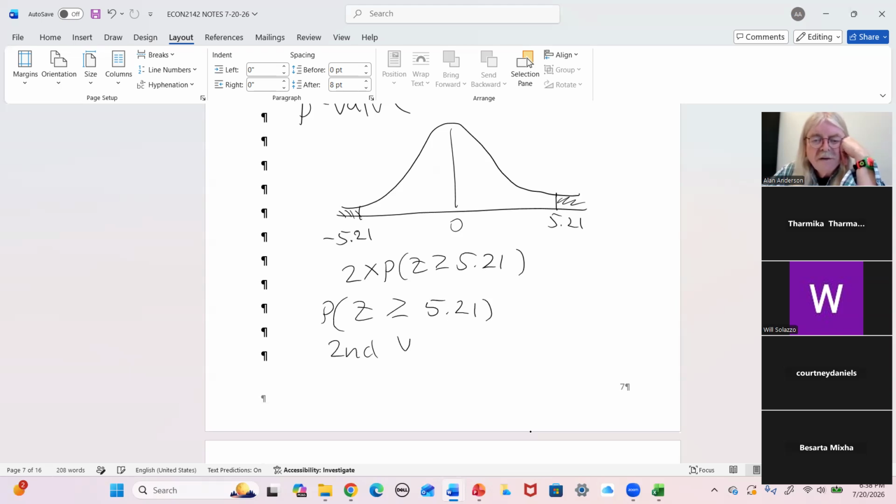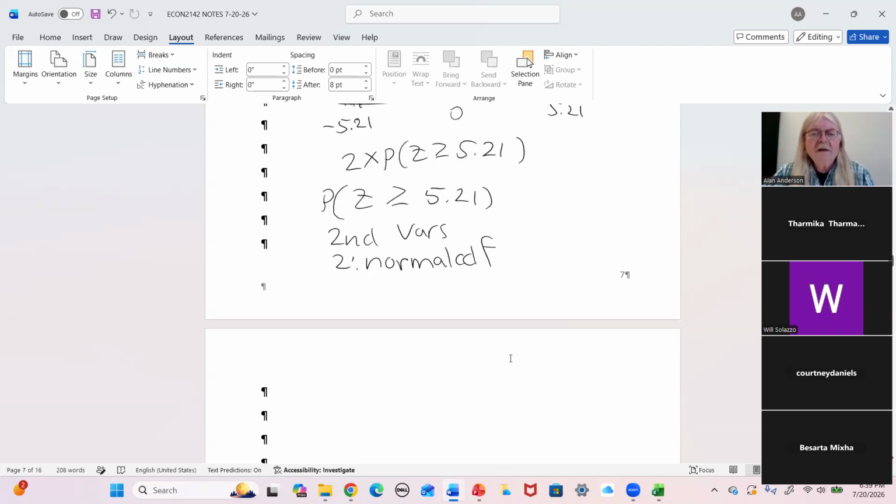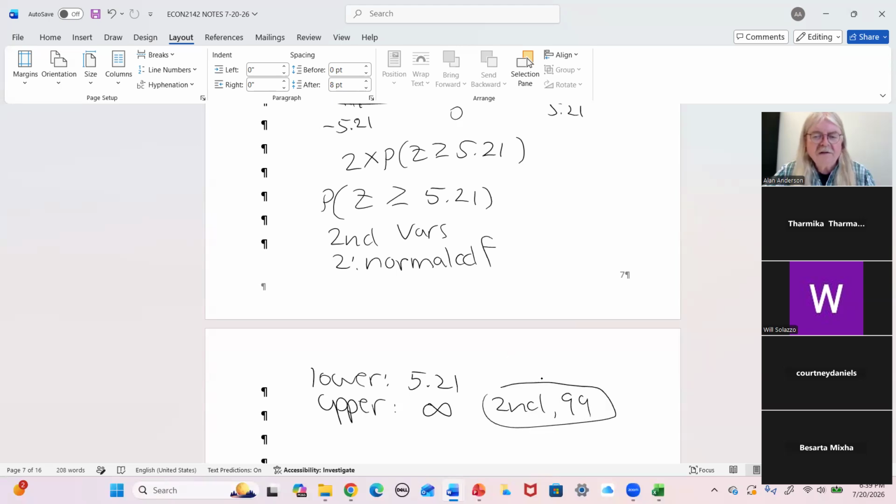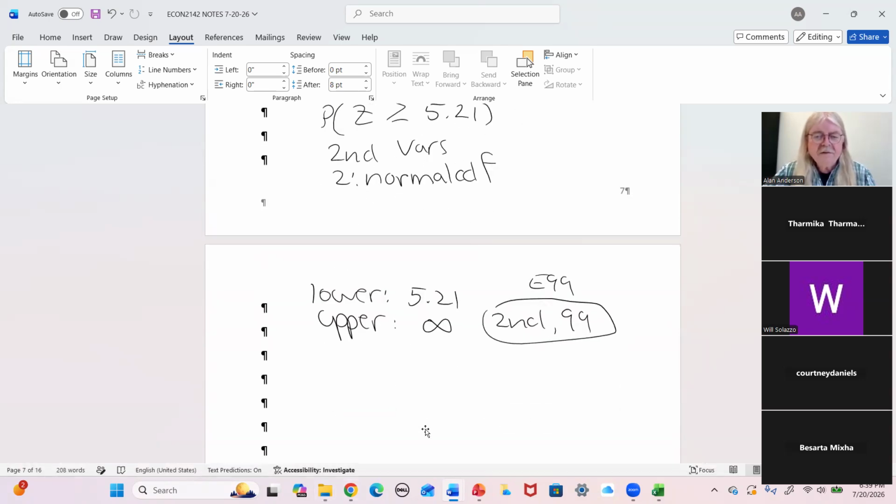So we go to second vars, number two, normal CDF, because that's where we calculate probabilities. And of course, this one, if you recall, asks for lower and upper. $521 up to infinity, which of course is replaced with second comma 99. The mean and standard deviation are 0 and 1.